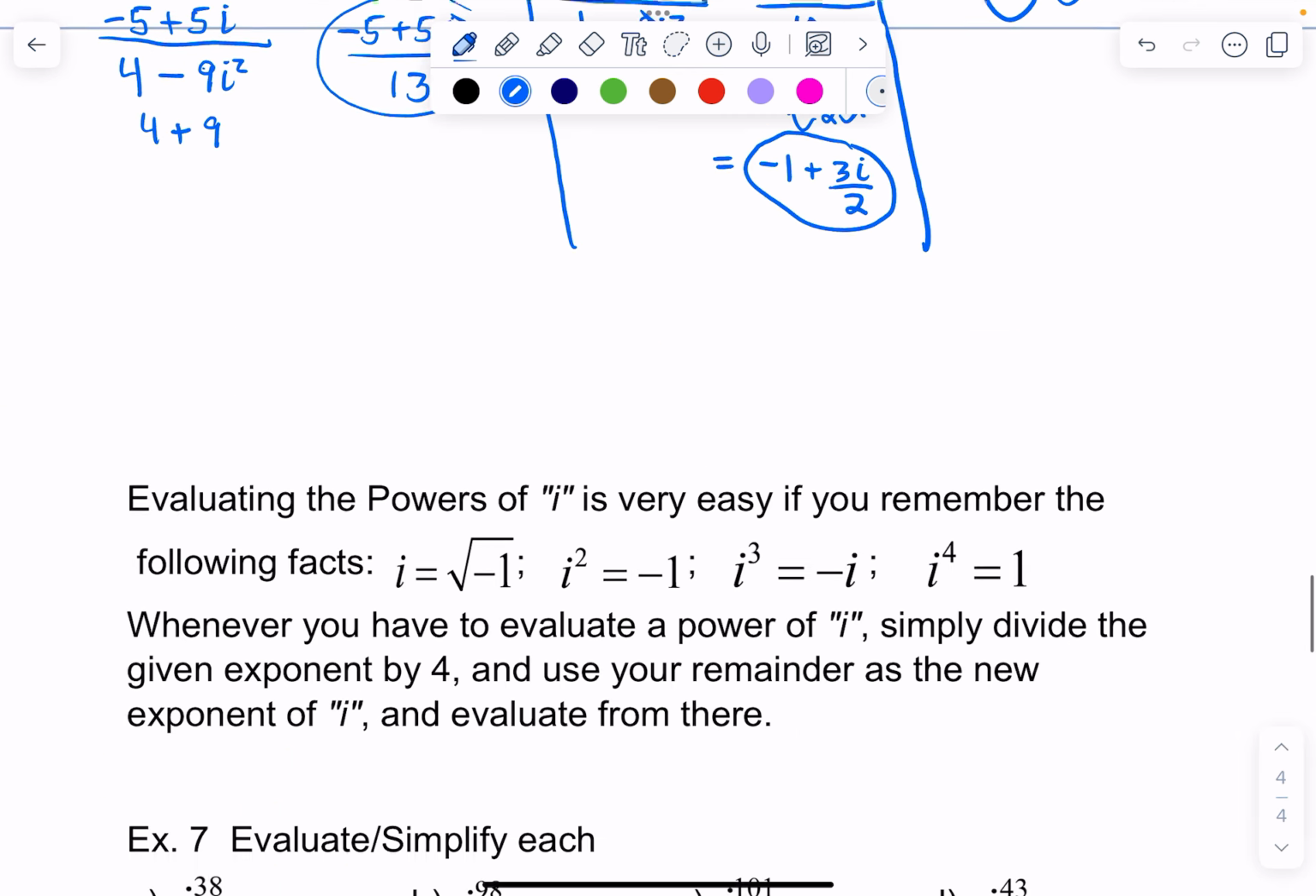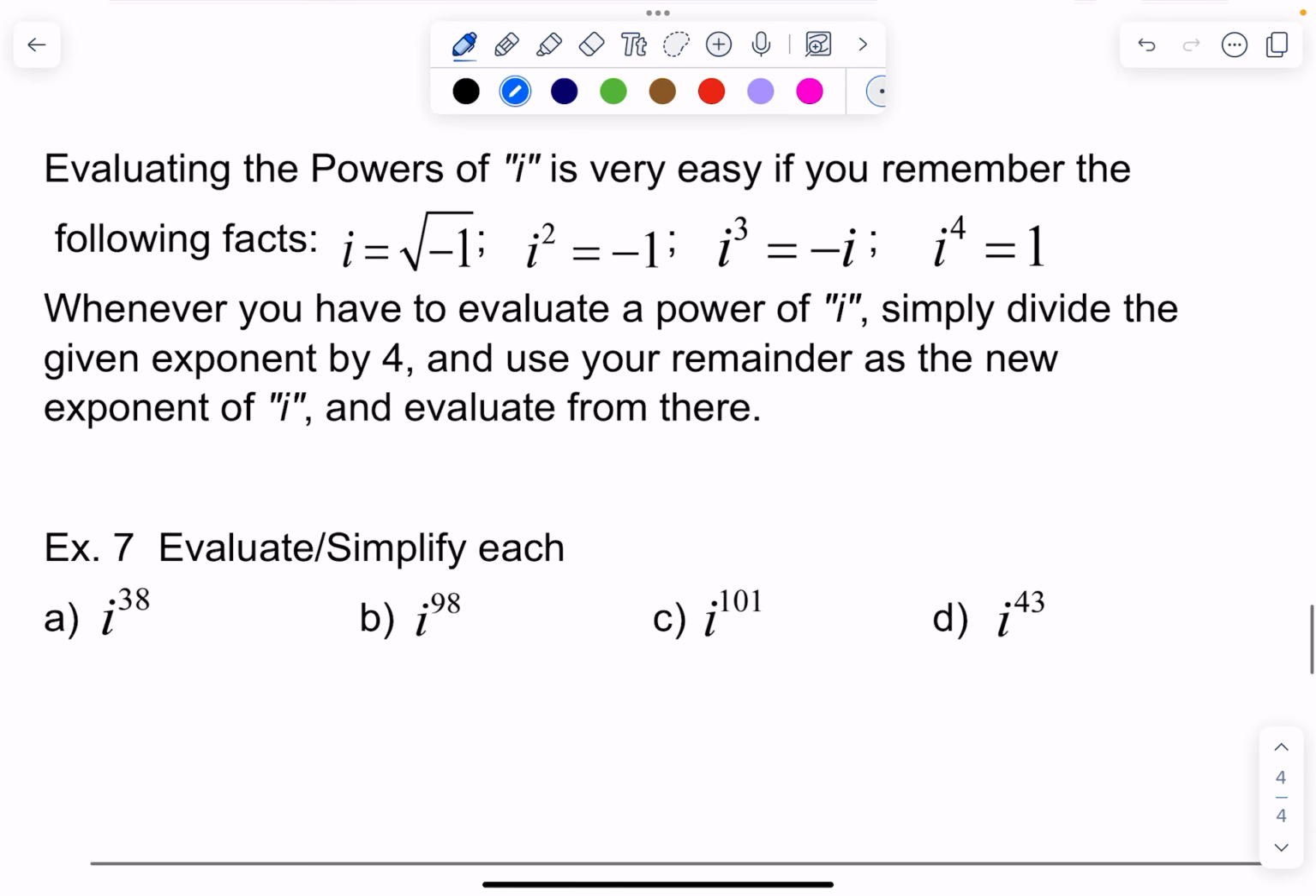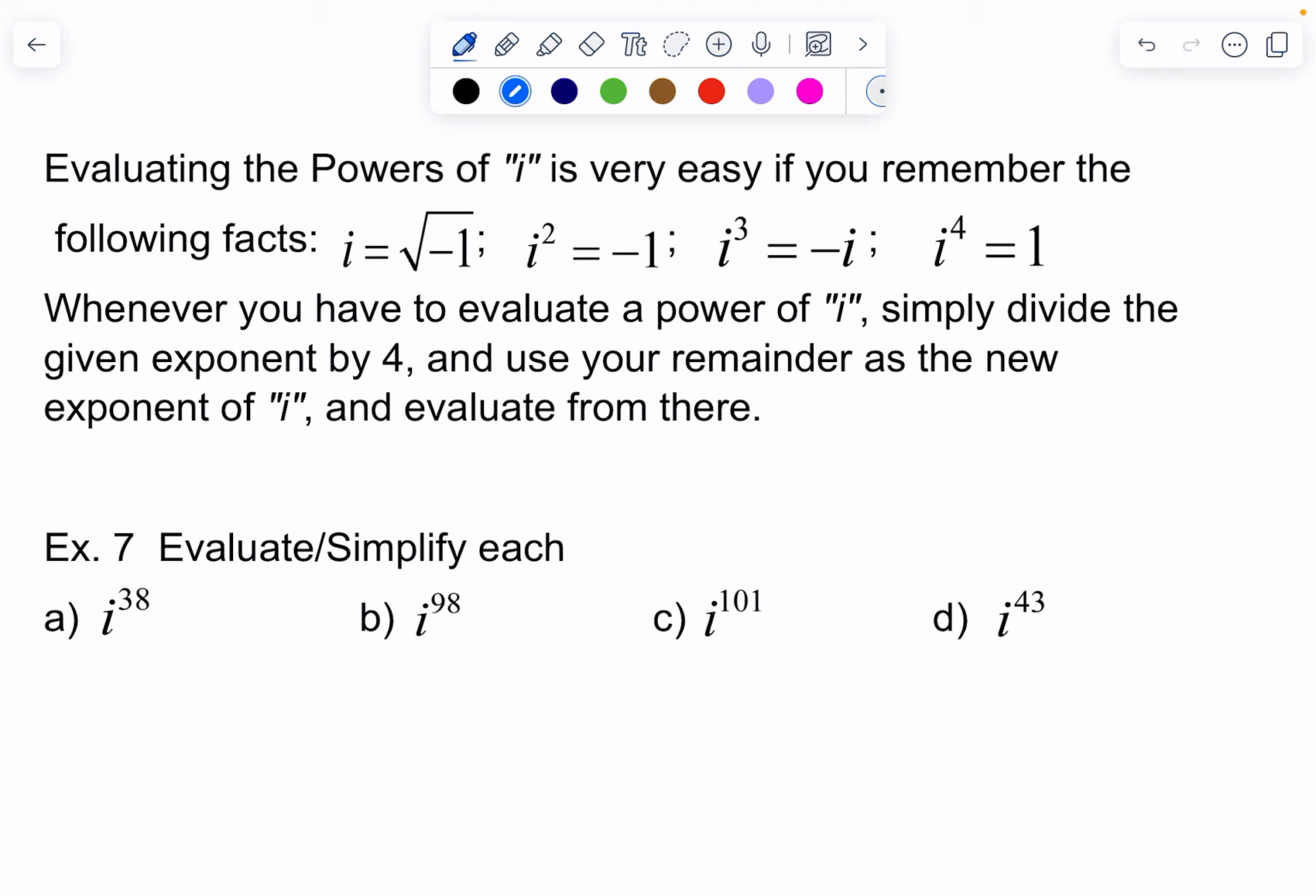All right, now I know I said this before, but I promise this is last but not least for sure. Evaluating powers of i is very easy if you remember the following facts. i equals the square root of negative 1. i squared equals negative 1. i cubed equals negative i. And i to the 4th equals 1. Whenever you have to evaluate a power of i, simply divide the given power by 4, and use the remainder as the new exponent of i and evaluate from there.